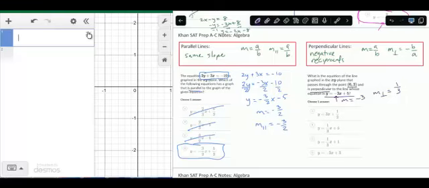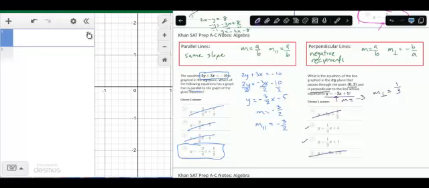And if it passes through this point, what that means is that we can go in and plug it in. But we know that the slope has to be 1/3. That means we can eliminate the two options where that's not the case. So it's either B or C. And you could plug the point into each of these.